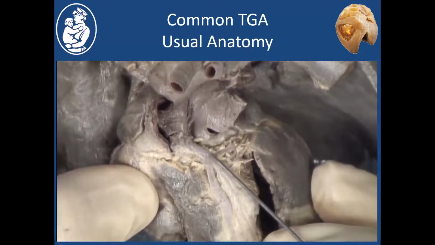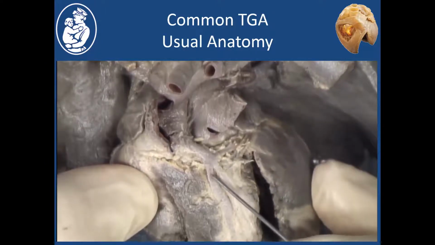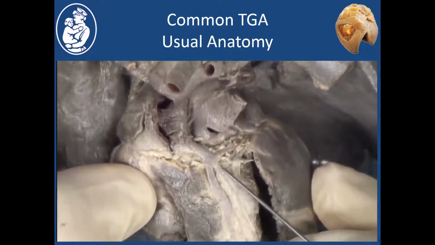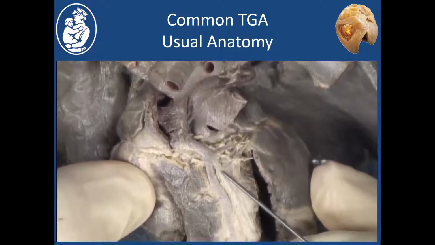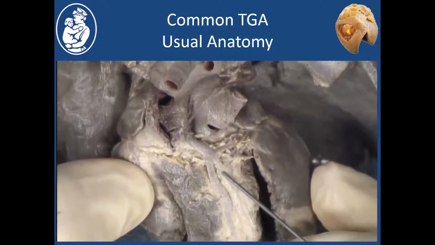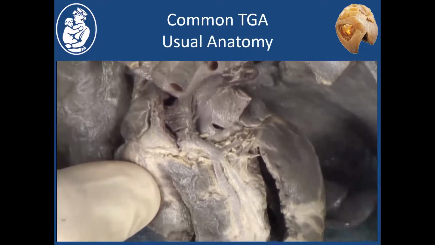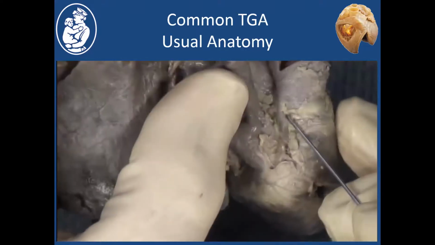And here's the bifurcation with the circumflex going back behind the left atrial appendage, and the anterior descending here, and a big ramus intermedius branch. The ramus branch is fairly common. You can see this then supplies the anterior interventricular groove in the anterior free wall of the left ventricle.